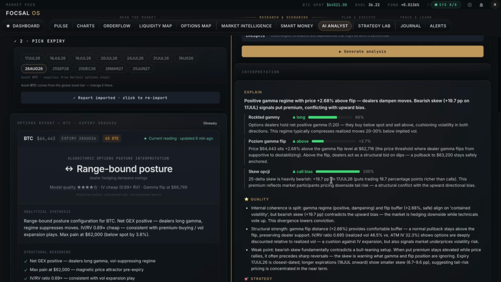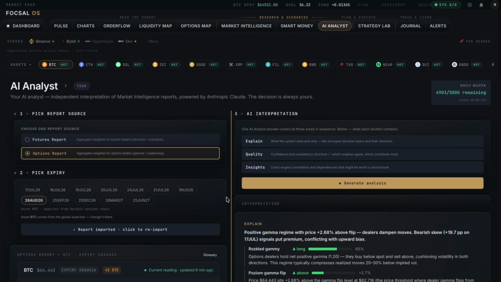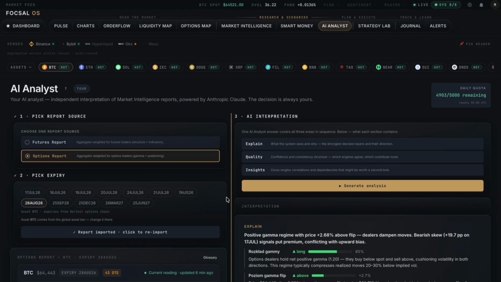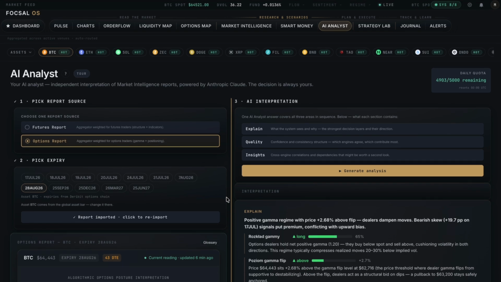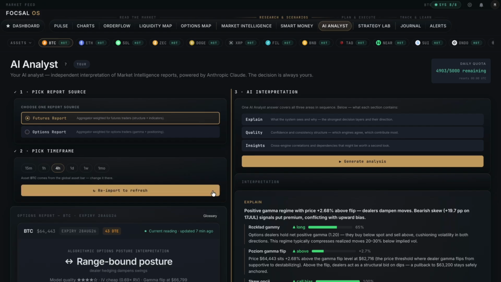So, 1 module, 2 views, on the futures market and on the options market. Each time, a second opinion on a finished report. Only here, written in the language of options. And that's AI Analyst. It doesn't recompute the market and it doesn't issue commands. It takes a finished market intelligence report, futures or options, and gives you a second opinion. It explains the logic, checks the consistency, and catches what's easy to miss. So you make your decision with more awareness, not blind. And what the module repeats from top to bottom, the decision is always yours.